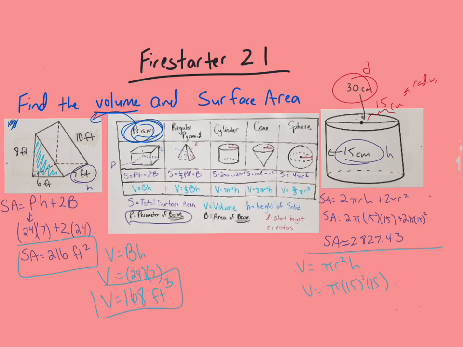is 10,602.87. Remember, that's an approximate, it's not an equal sign. I also almost forgot my labels, so that is cubic centimeters, and that is square centimeters up above. Right? And that's it for Firestarter 21.